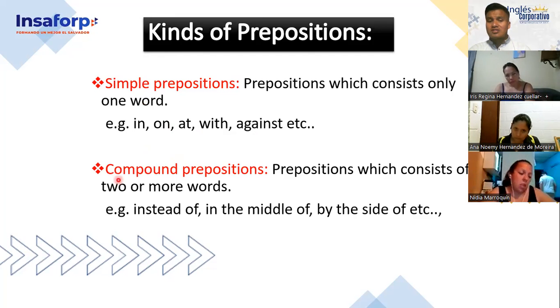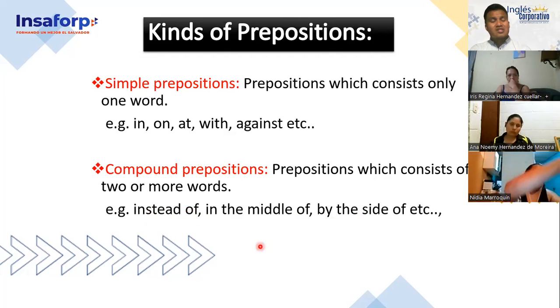What does compound mean? Compuestas, preposiciones compuestas. So when we have that, it's because we want two or more words that when they get together, automatically they form one preposition. So if I say something like instead of, that's a preposition. In the middle of, another preposition. By the side of, another preposition. We have either two or three words within the same thing, which when they get together, automatically form only one preposition, okay? So remember, two kinds of prepositions, simple prepositions and compound prepositions.